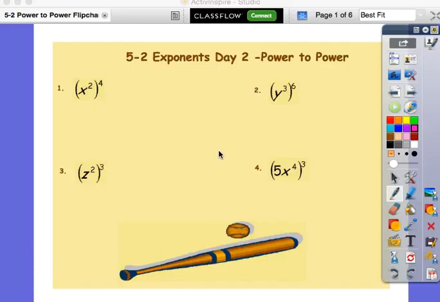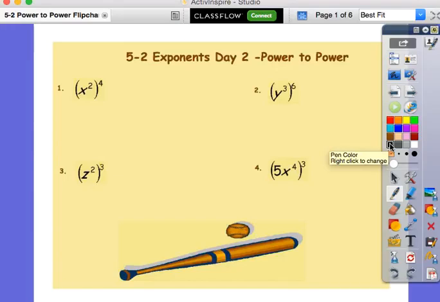Today's lesson is the second one in our unit. It is Exponents Day 2, and it is working with a power raised to another power. Now, first of all, I want to start out by showing you how this relates to what we did yesterday.